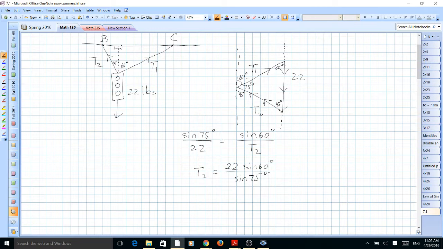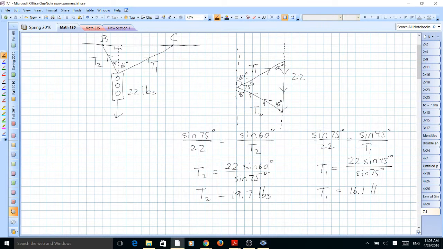If you plug this into the calculator, you'll get your T2 to be approximately 19.7 pounds. I'm going to do similarly: sine of 75 degrees divided by 22, but now I'm going to use the other angle. So I'll have sine of 45 degrees divided by the side that's opposite of that one, which is my T1. So with proportion, my T1 is equal to 22 sine of 45 degrees divided by sine of 75 degrees. Again, if you plug this into the calculator, your T1 comes out to 16.1 pounds.